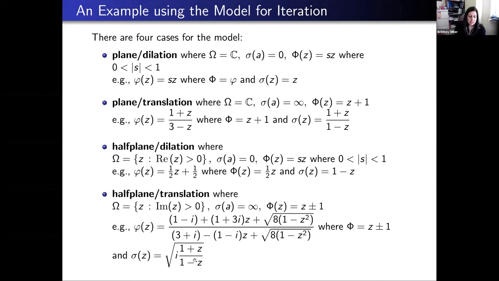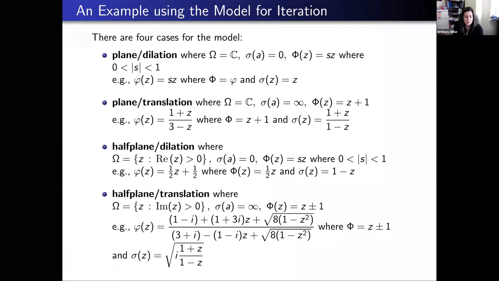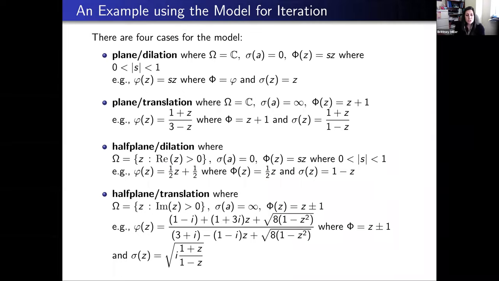And so then our sigma here takes the disk into the first quadrant. And capital phi of z here should be z plus one, which also maps the upper half plane to itself. And when we take these compositions in the right ways, in particular, we're going to let phi of z be sigma inverse composed with capital phi composed with sigma of z, we get this function here.